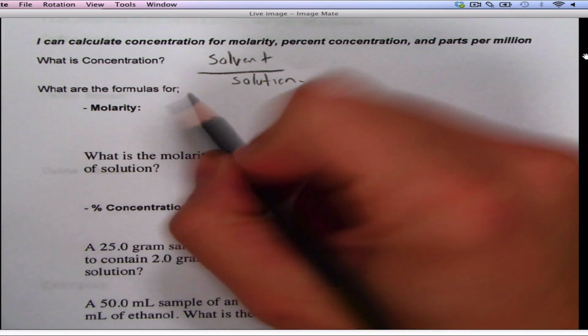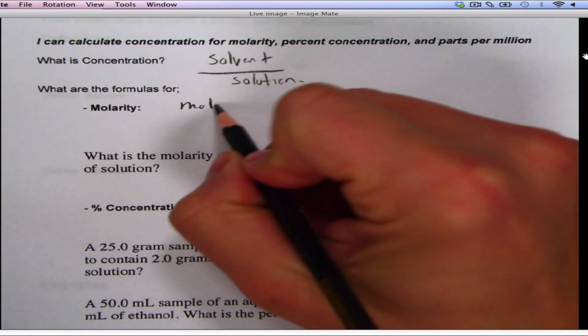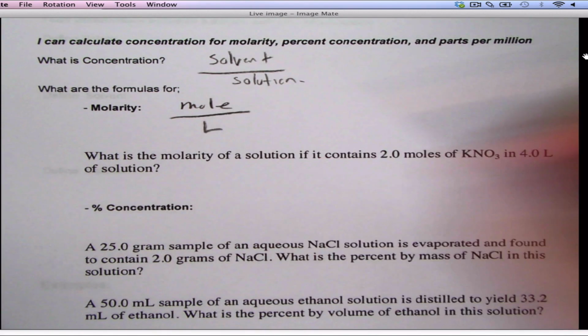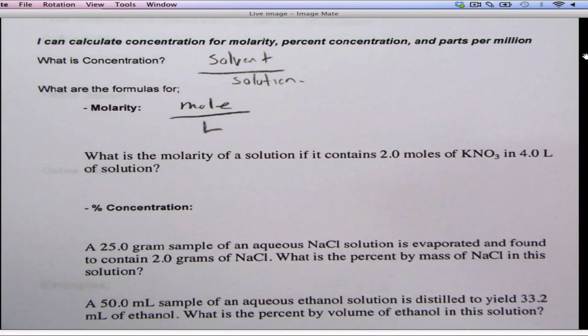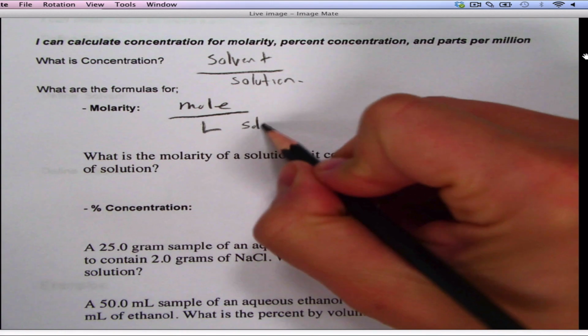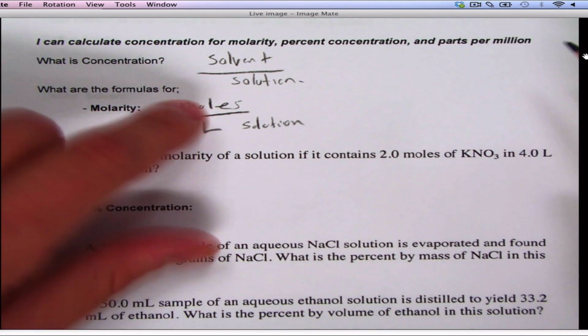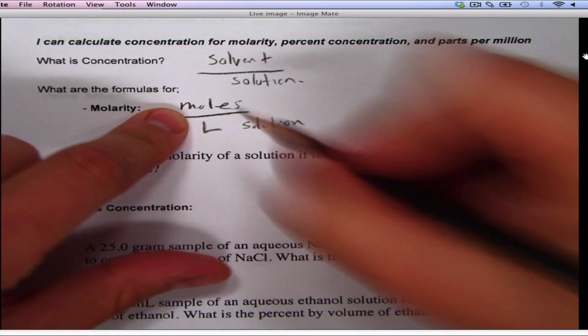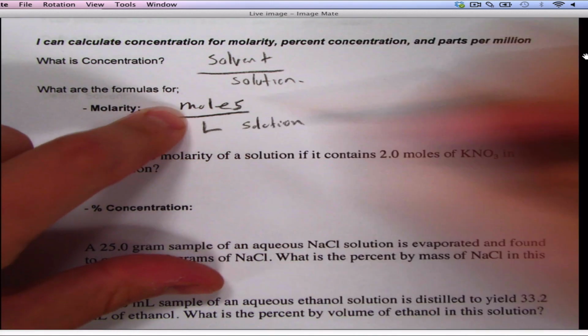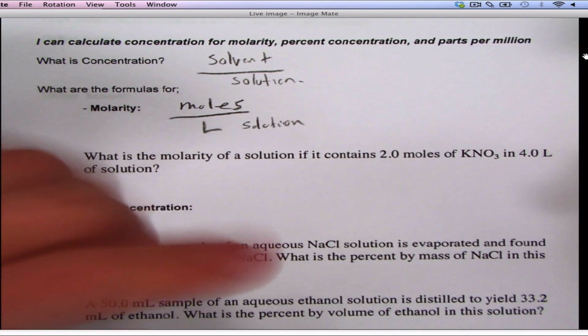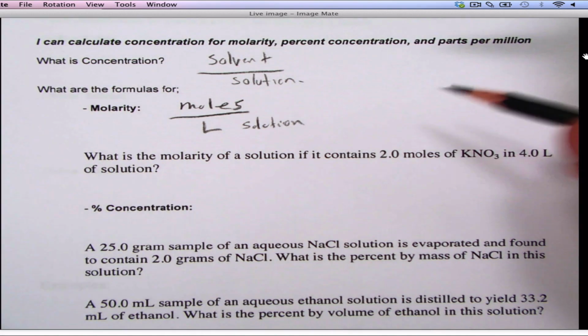So molarity is going to be moles over liters, moles over liters of the solution. And usually those give you that right up. And you've got to think, if they don't give you moles, say if they give you grams, you can actually use grams to convert to moles from the calculations we did before, and that should help you out.